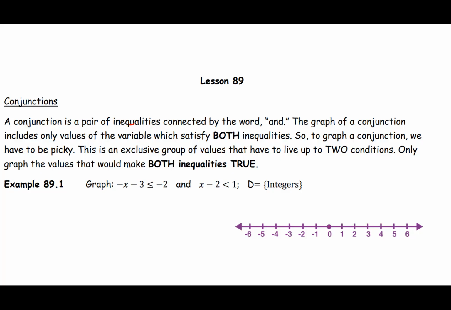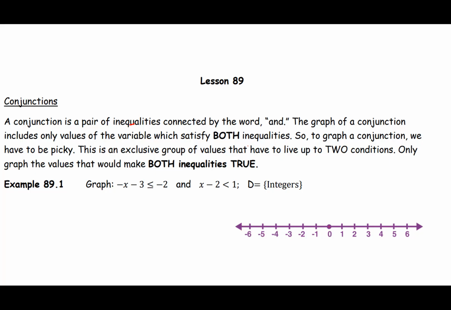All right, now we're going to talk about conjunctions. A conjunction is a pair of inequalities connected by the word and. The graph of a conjunction includes only values of the variable which satisfy both inequalities. So, to graph a conjunction, we have to be very picky. We're only supposed to graph numbers that would work in both of those inequalities. So this is an exclusive group of values that have to live up to 2 conditions. Only graph the values that would make both inequalities true. Okay, so that's a conjunction.